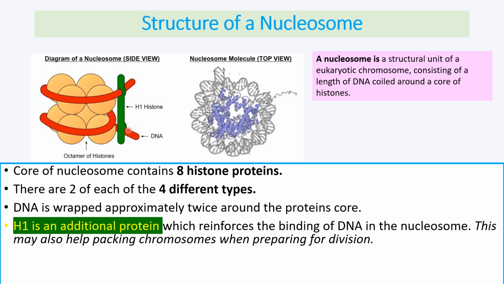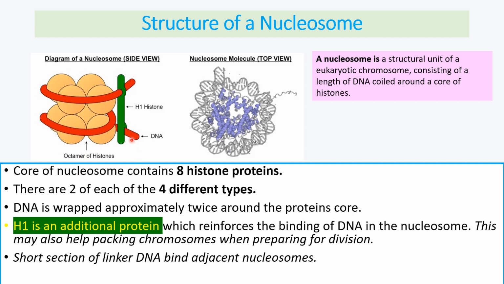And this can become tighter or looser, and that is useful when you are preparing for DNA division. If you think about mitosis, which you may or may not have studied yet, mitosis is when the chromosomes become compact or thicker, or you might use different words for it, but this is because the H1 histone protein tightly packs the nucleosome together.